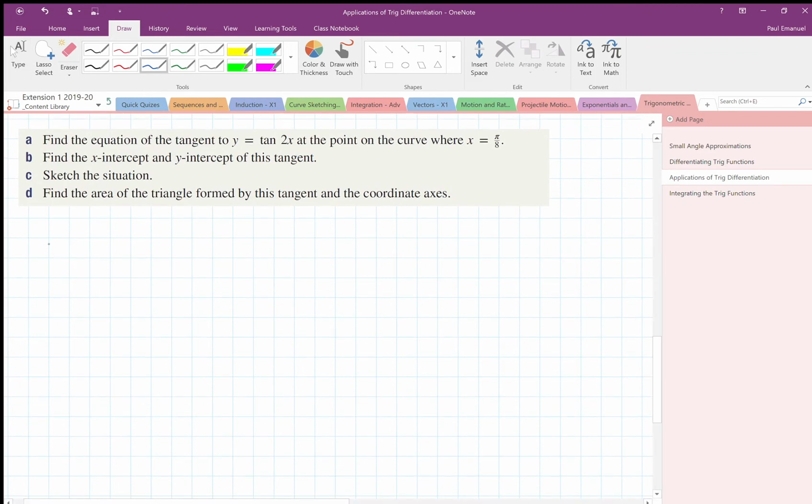Example 2. Find the equation of the tangent. Alright, so y dashed is 2 sec squared 2x at x equals pi over 8. I can feel you all getting nervous already as I ask you to do the exact value for me. But we actually did this yesterday.